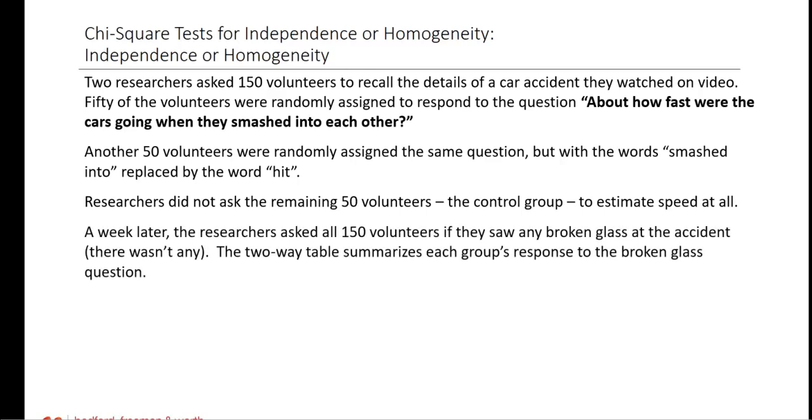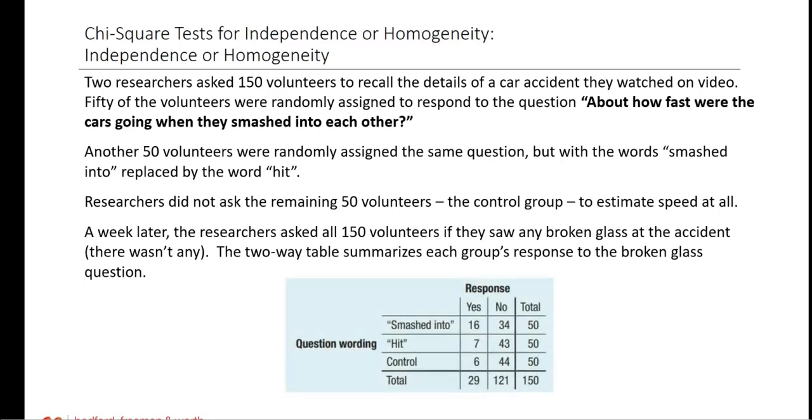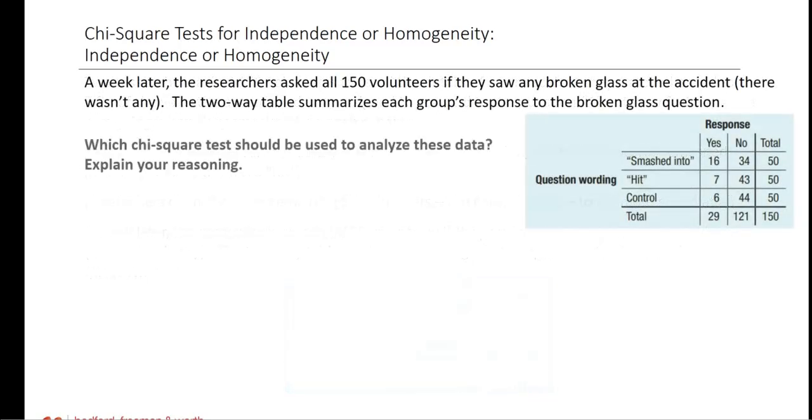A week later, the researchers asked 150 volunteers if they saw any broken glass at the accident. There wasn't any. The two-way table summarizes each group's response to the broken glass question. What a strange thing this is. Okay, so which chi-square test should be used to analyze these data? Explain your reasoning.